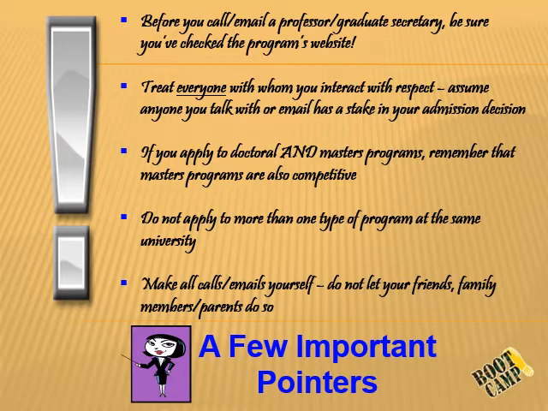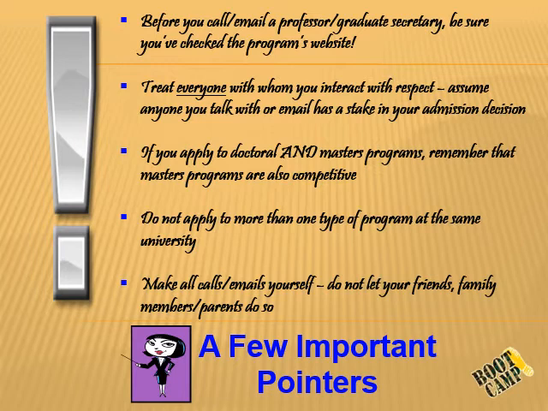If you're applying to doctoral and master's programs, remember that master's programs are also competitive. A lot of people think of master's programs as a shoo-in. I can tell you that the average psychology master's program has a rejection rate somewhere between 50 and 60%. So more than half of the people that apply to master's programs in psychology do not get in. So if you're applying only to master's programs, that doesn't mean you get to slack.